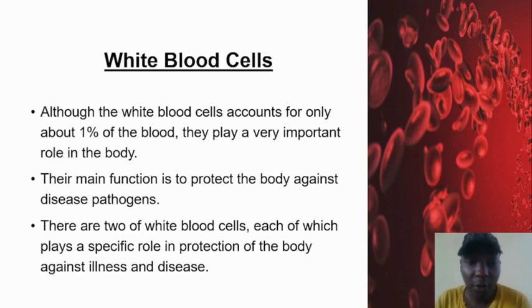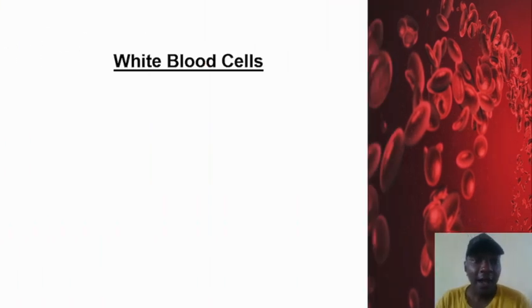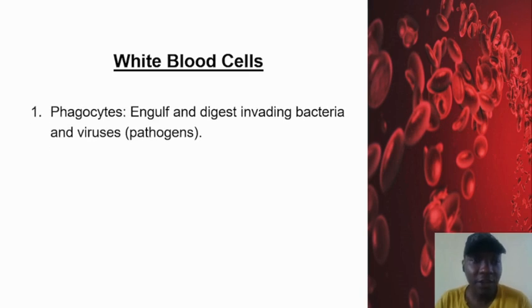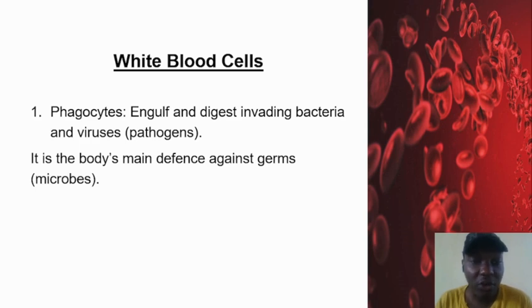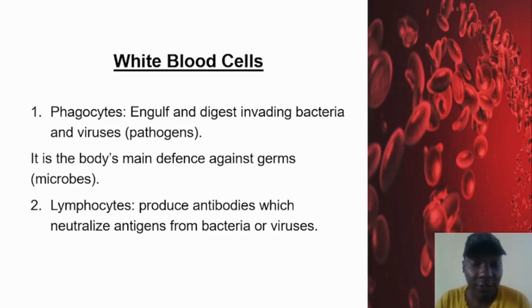There are two types of white blood cells, each of which plays a specific role in protecting the body against illness and disease. Let's talk about them. The first one is the phagocytes. They engulf and digest the invading bacteria and viruses, also known as pathogens. That's the first one, and it is the body's main defense against germs, or microbes. The other one is the lymphocytes.